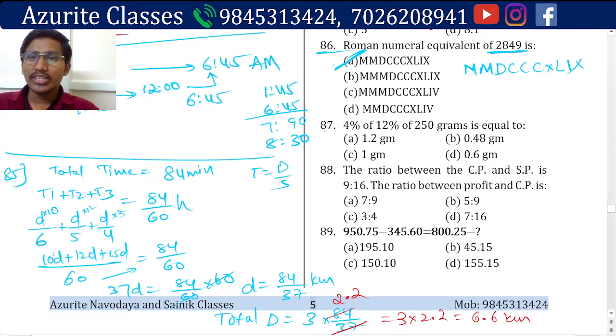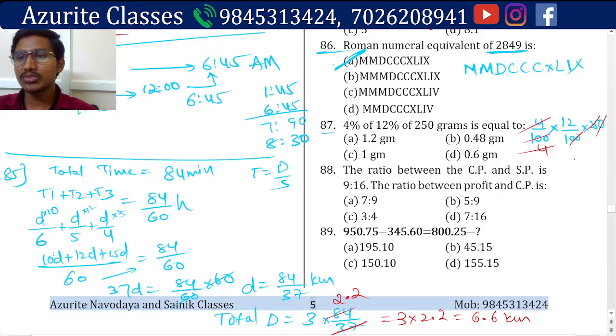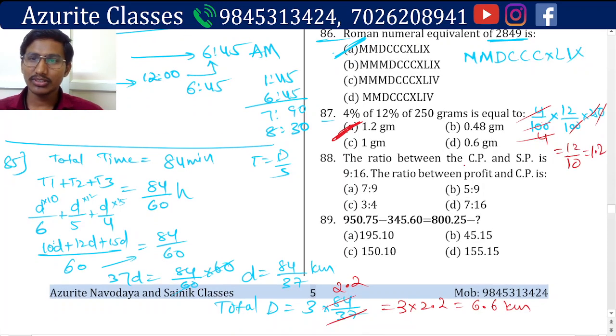Okay, so 87, 4% of 12% of 250 gram is equal to, directly you do it, 4% means 4 by 100 into 12% means 12 by 100 into 250, we have to cancel, then the answer will come. Here 10 and 10 cancel. 25 4 is 100, this 4 cancels. 12 by 10, 12 by 10 will be how much? 1.2 gram, right? So 1.2 gram is the answer, that is option A for 87.